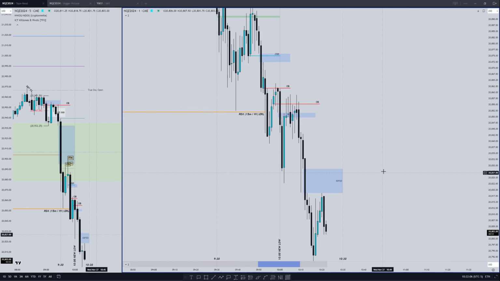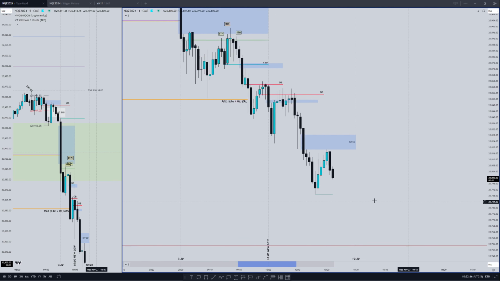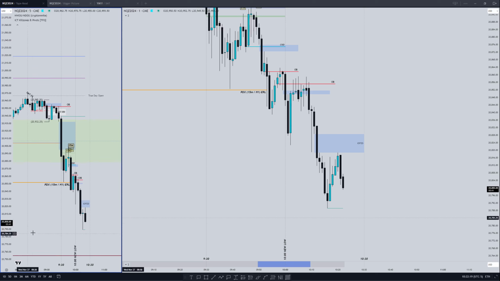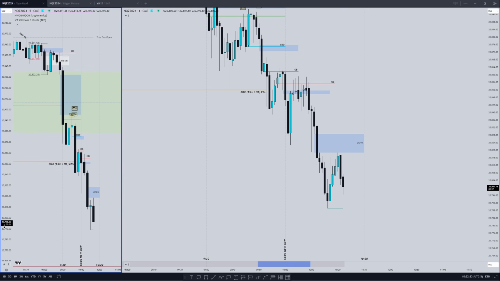Did we get the IOFED perfectly? Are you kidding me? We missed it by a tick. Unlucky. You can see the 5-minute actually did it. The 5-minute did it. Nice. IOFED right up into it and moved lower.